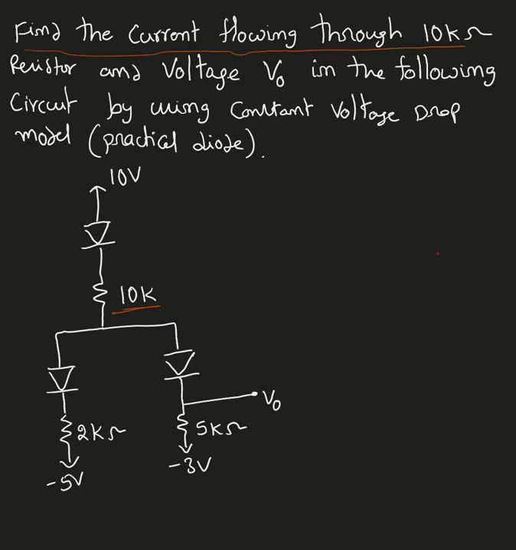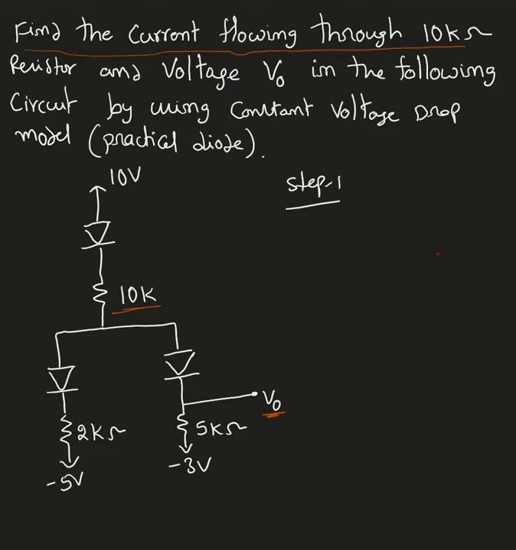And voltage V0 is right here in the following circuit by using constant voltage drop model. Constant voltage drop model or practical diode, both of them are the same. Okay, so here there are basically three main steps. Step one, very simple one, find out the possible current flow directions.